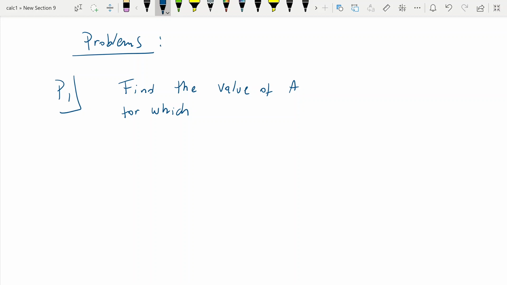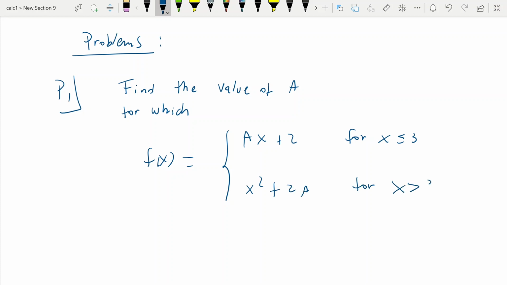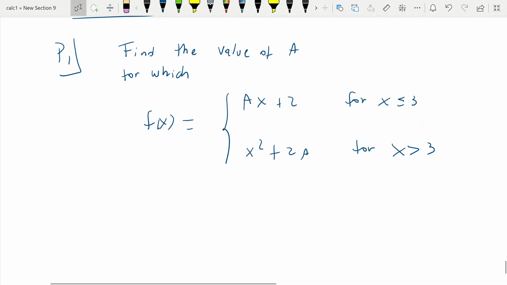So for this particular problem, you're given a function f of x, which is equal to ax plus 2 for x less than or equal to 3, and equal to x squared plus 2a for x greater than 3. And you're asked to find the value of a for which f is continuous at x equals 3.